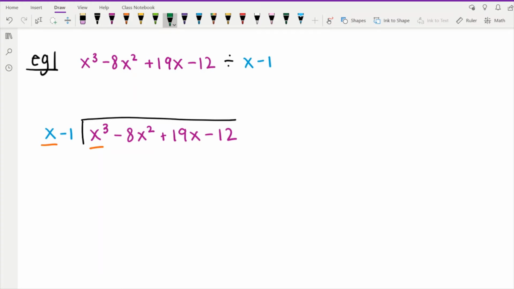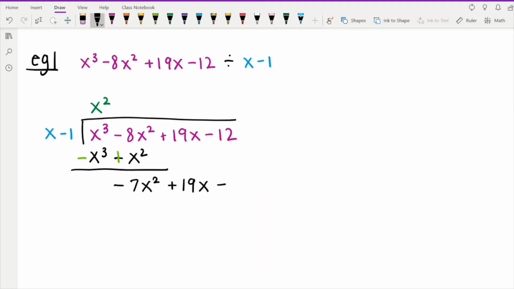Okay, so we're going to divide x into x cubed. Our answer is x squared. And so now we multiply x squared times x minus 1 and write the result below. So that's going to be x cubed minus x squared. Then we want to subtract this, right? So this is going to be minus and this is going to become plus. And so the x cubes are going to cancel out as they should. And here we're going to be left with negative 7x squared. And then we bring down the 19x minus 12.